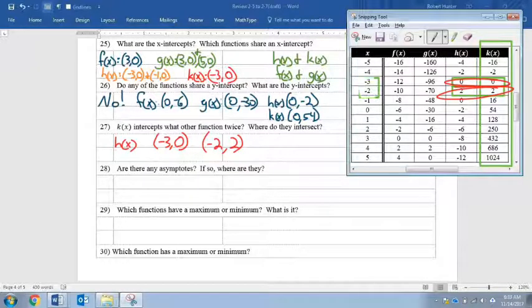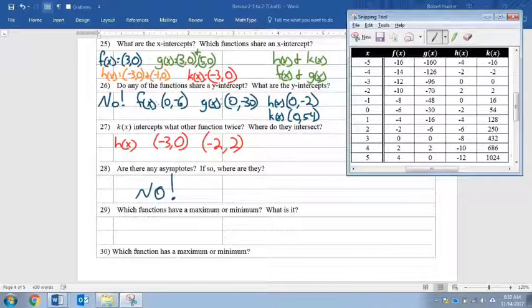So let's do this. The next one asks, are there asymptotes? Well, the only graphs with asymptotes are rationals and exponentials. Do we have any rationals and exponentials? Go look at your equations up there. There's nothing with x in the denominator. There's nothing with x as an exponent. So the answer is no. There are none.